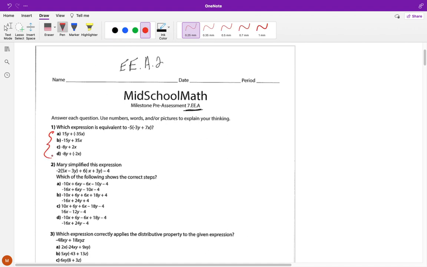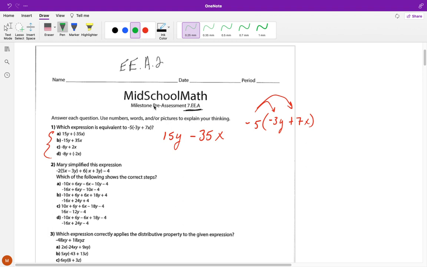So these are your options for your answers. So which expression is equivalent to this? So what you need to do is just actually multiply, because remember, those parentheses mean multiply. So you would just distribute this in. So negative 5 times negative 3 is a positive 15y, and negative 5 times 7 is negative 35x.